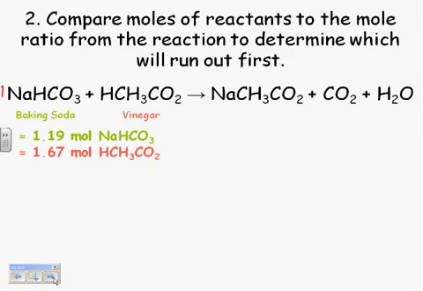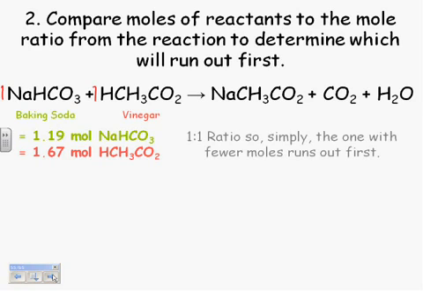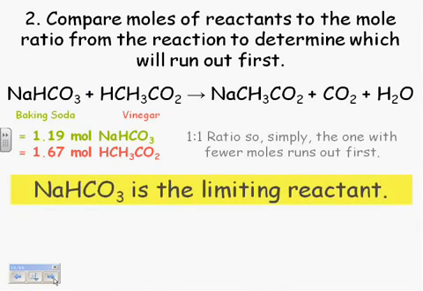Since this is a 1-to-1 kind of ratio, it's a simple matter of looking at this and figuring out whichever one's got fewer moles is going to run out first. And when that runs out, the reaction is going to stop. So it's easy to say that in this particular case the sodium bicarbonate, the baking soda, is going to run out first because it's a 1-to-1 ratio, so the one with fewer moles is going to run out. Okay? So the sodium bicarbonate is the limiting reactant.